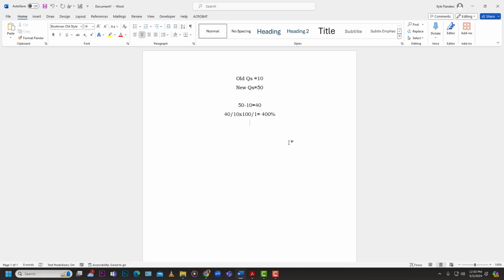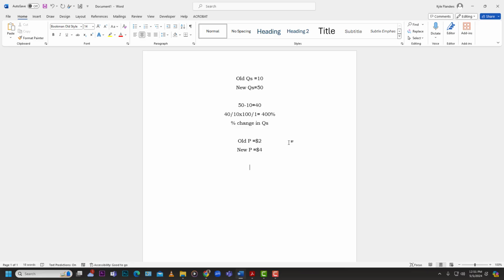So that's the percentage change in quantity supplied. So that's 400. Now what we need is the percentage change in price. So the old price was $2. The new price, the new price equals $4, right? So now we need a percentage change in that.